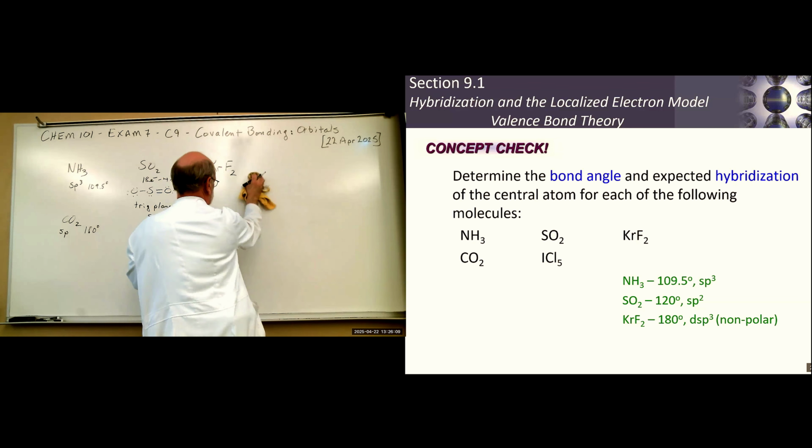8 and 2 times 7 is 14. It's 22 electrons. Okay, so we have krypton, and we have fluorine, and we have fluorine here. So that's 2, 4 is 18. So 2, 4, 6, 8, 10, 12 equals 6 electrons left over. 2, 4, 6. That means around the krypton, we only have 5 groups. So that's dsp3 hybridization. And that is a trigonal bipyramid.